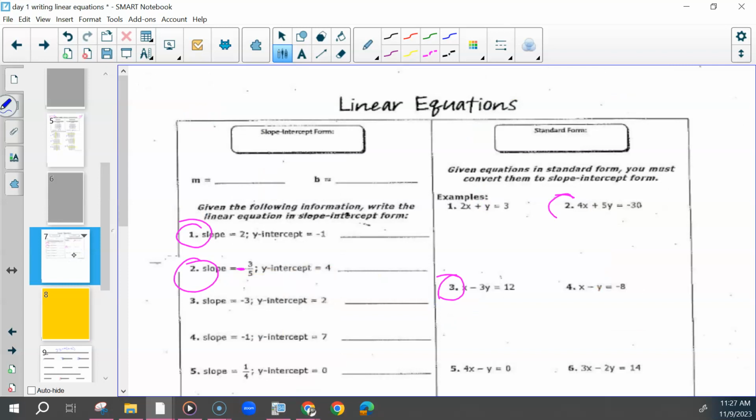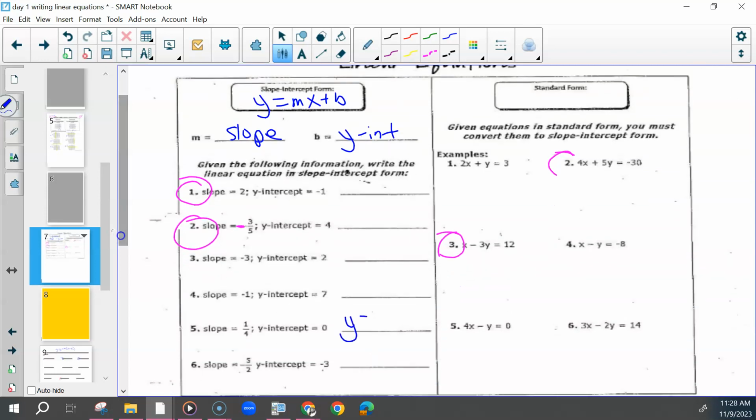Okay, so this page was basically repeated, taken from the slope notes, so we did some of these already. I'm just going to rewrite in some of these things. Y equals mx plus b, we know is our slope-intercept form, where m is the slope and b is the y-intercept. If I asked you to give me the equation of number 5, what would that be? Y equals 1/4x, or y equals 1/4x plus 0, either or.